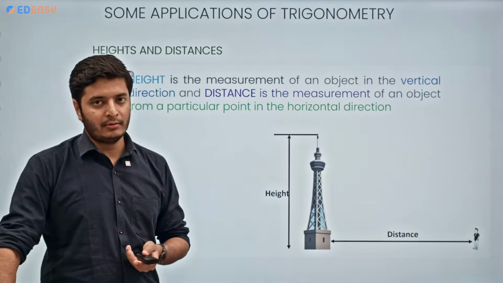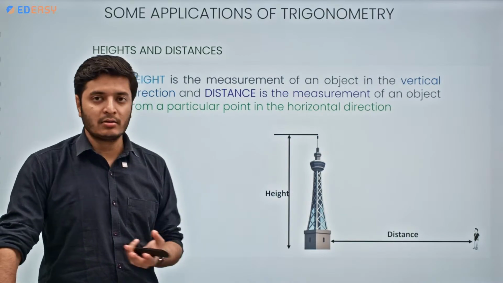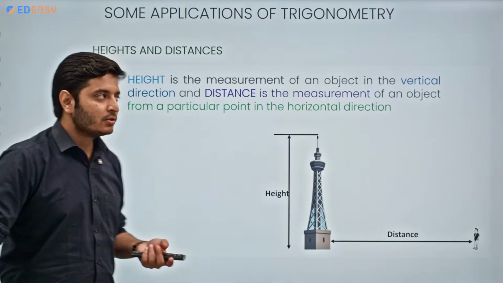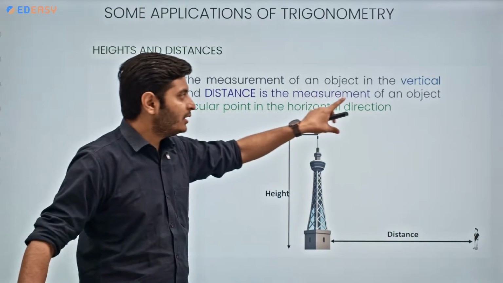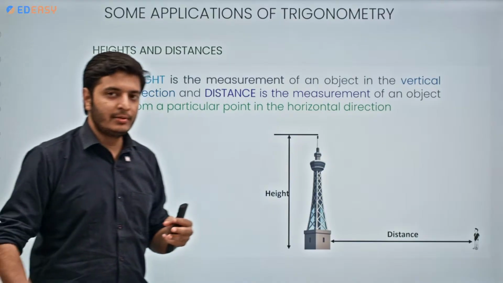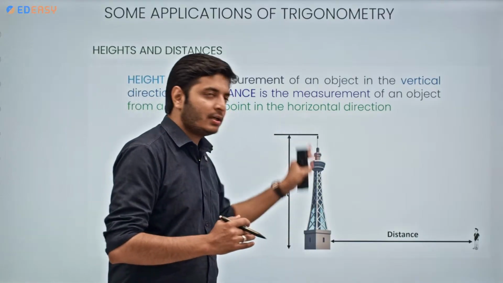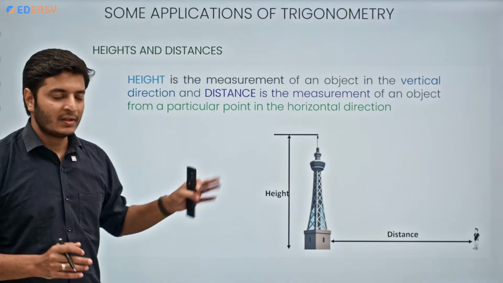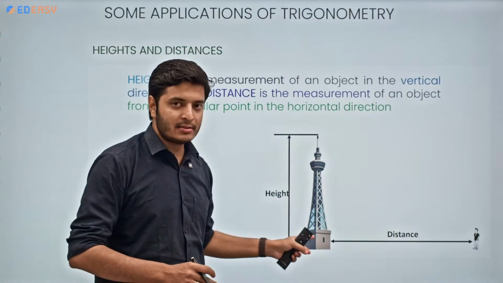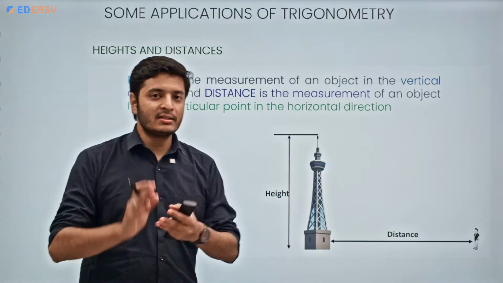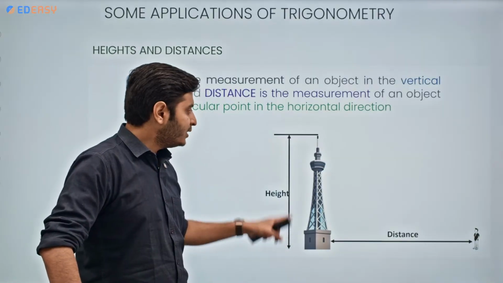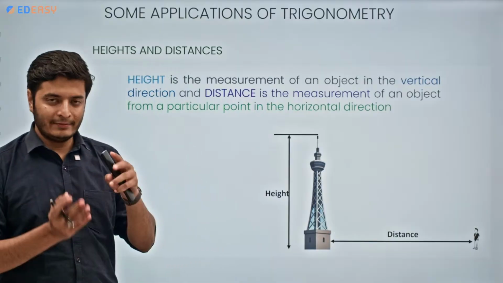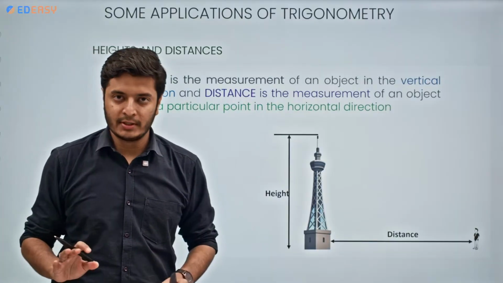First is height. Of course, this chapter is all about heights and distances. So we need to know what height is. Height is the measurement of an object in the vertical direction. So basically we are talking about the vertical distance of anything. If something is standing like this, then the distance between the foot of that object and the top of that object will give us the height of that object, correct?